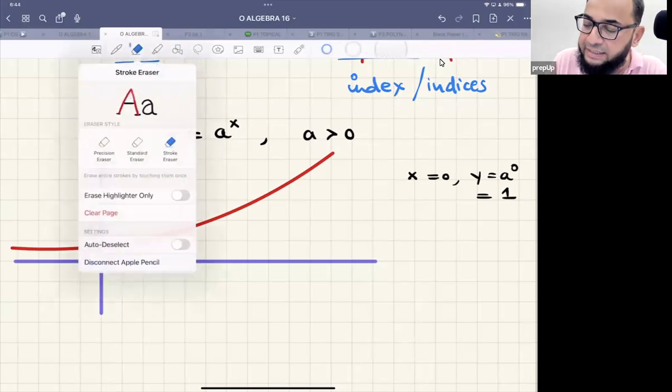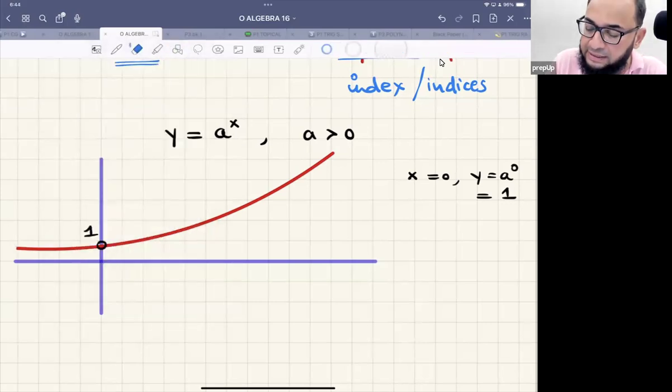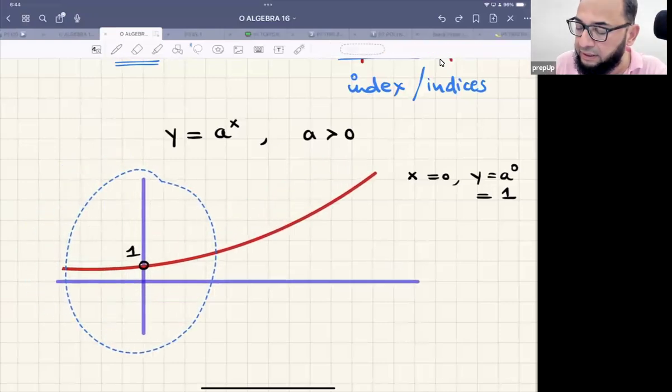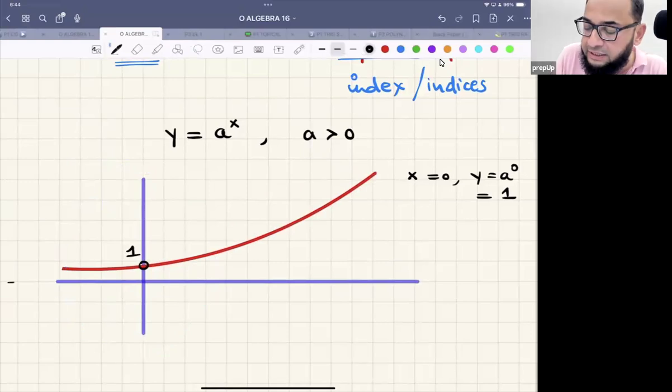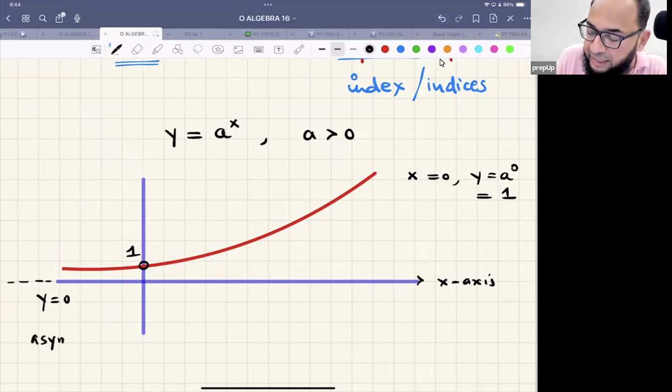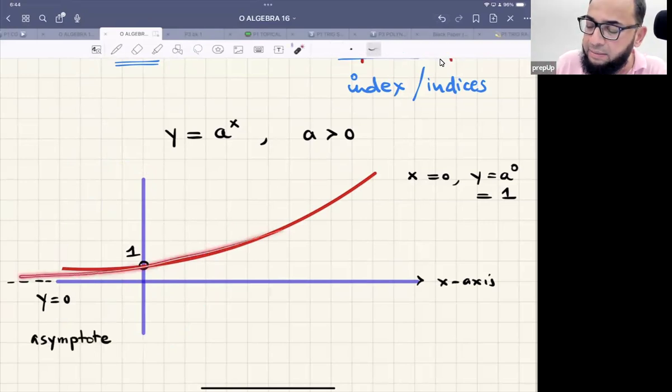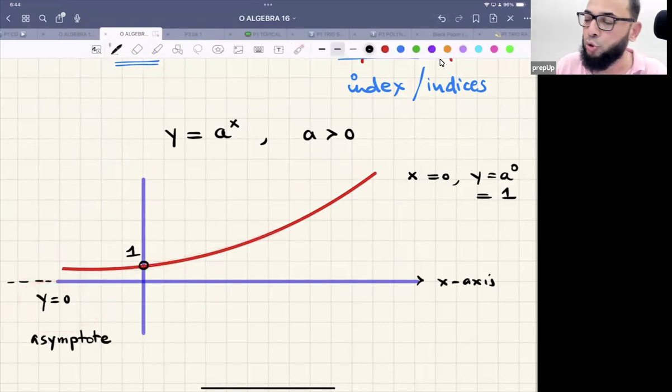The graph gets very close to the x-axis, but it does not touch it. Let me shift it to the side, something like this. Over here, it gets very close to the x-axis. The equation of the x-axis is y equals 0. Now this line is an asymptote. What is an asymptote? The graph gets very close to the line but does not touch or cross this line.